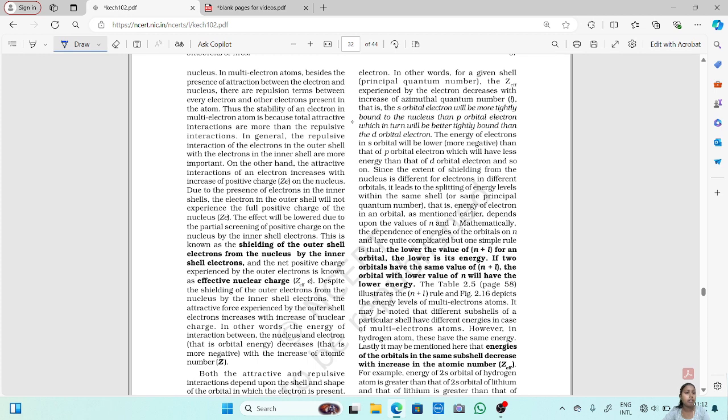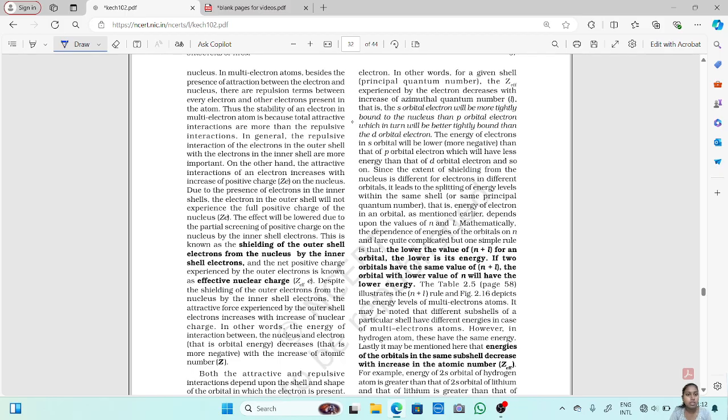Thus the stability of an electron in a multi-electron atom is because the total attractive interaction is more than the repulsive interaction. There is attraction between electrons and protons, but there is also repulsion.